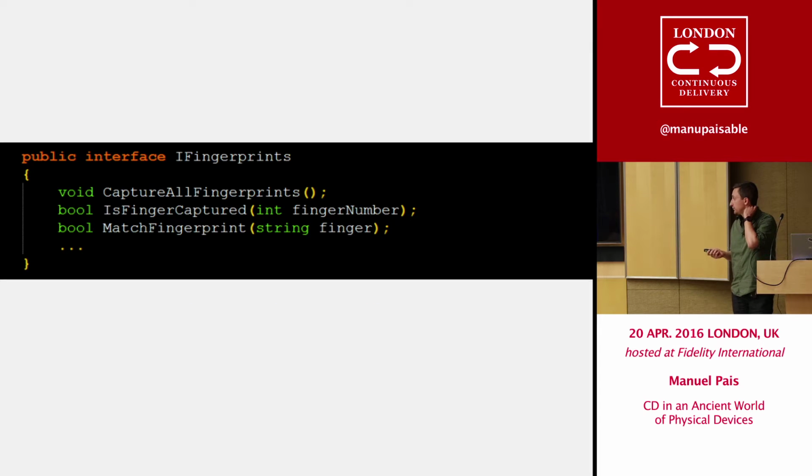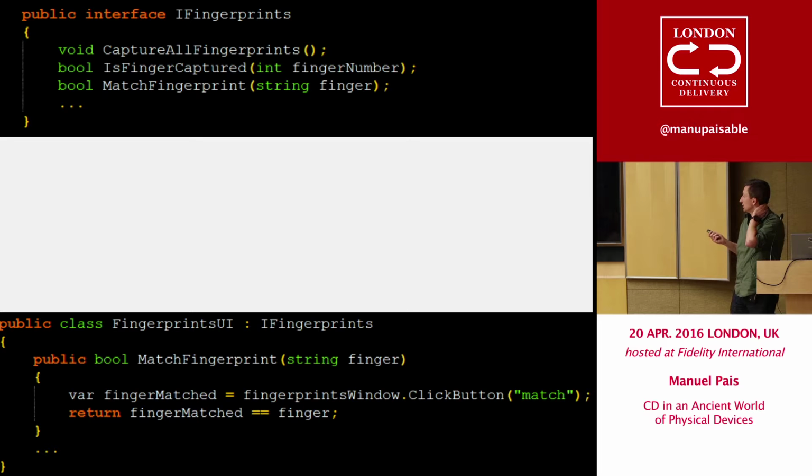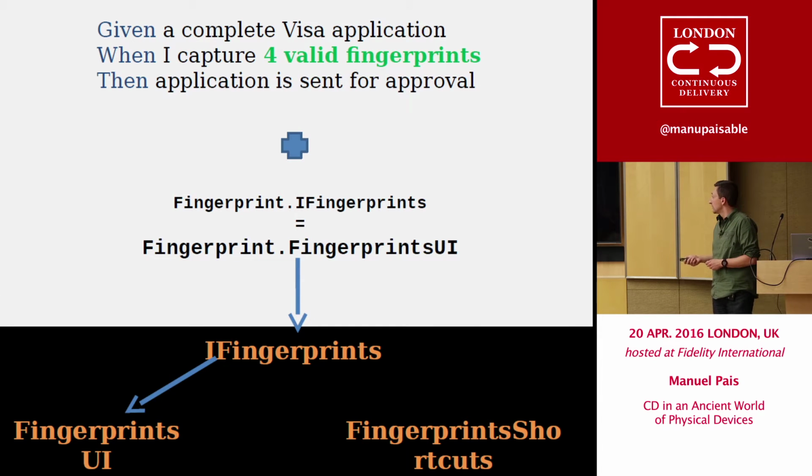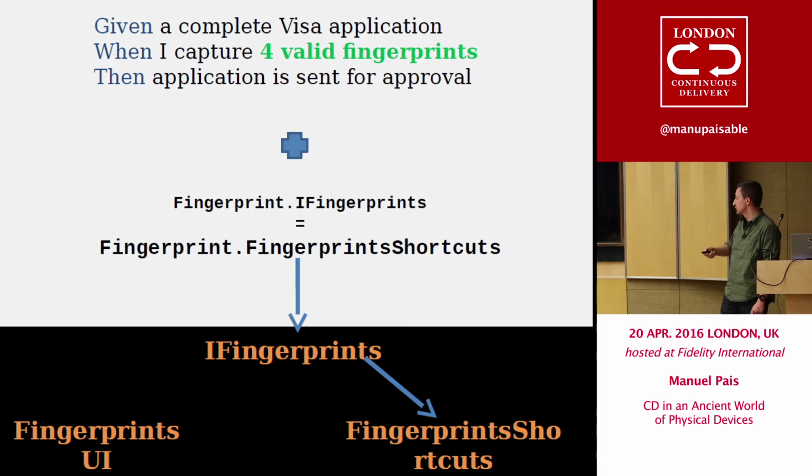So we used dependency injection. I'll go a bit faster, but basically at the lower level here, we could implement the actions for the fingerprint module using the graphical interface, and we could do the same, but using keystrokes, sending keystrokes to the application. So we just configured, for the same scenario here on top, to use the graphical interface implementation, and so that would run using that lower level implementation or switch to shortcuts.